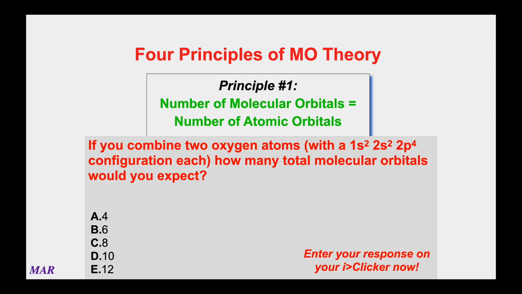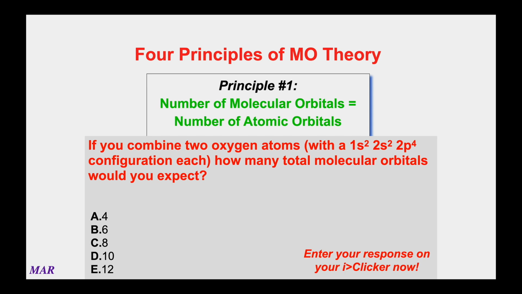No problem. So let's say that you combine 2 oxygen atoms together. How many total molecular orbitals would you expect? This is the kind of thing you can think about. So oxygen is 1s2, 2s2, 2p4. So each oxygen has 1 1s. It has 1 2s. But if you remember the 2 p's, there's actually 3 of them. You can hold 6 electrons, 2 electrons per orbital, all right? So there's 3 2p orbitals per oxygen. So that means that each oxygen has 1 plus 1 plus 3, or 5 atomic orbitals.